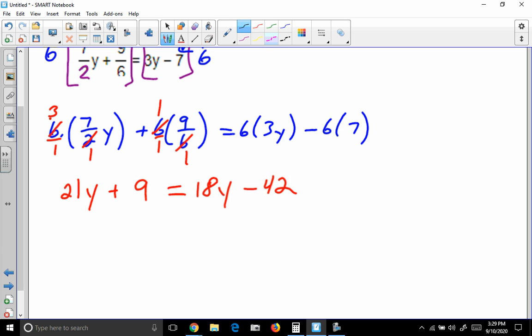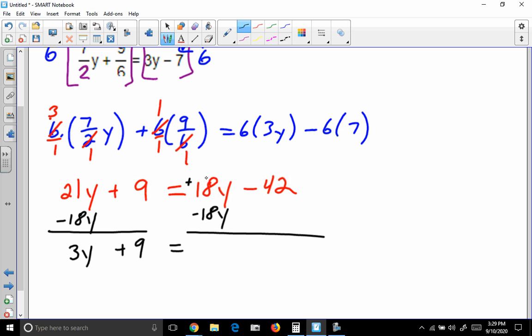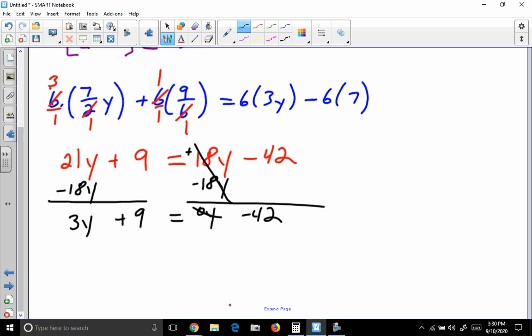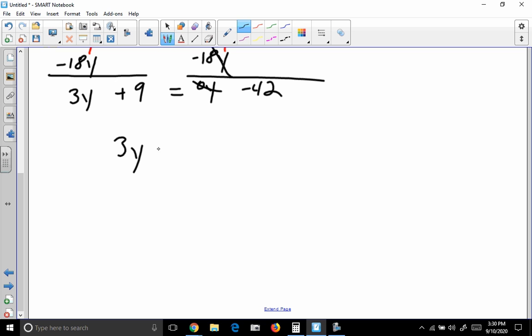There are no parentheses, so we want our y on one side. So let's make these y's go away on this side. So if they're positive here, we want to take them away on both sides. So 21 minus 18 is 3. Bring down the 9. 18 minus 18 is 0, so no y's, or we could just say 0. Bring down the minus 42. 3y plus 9 equals negative 42.